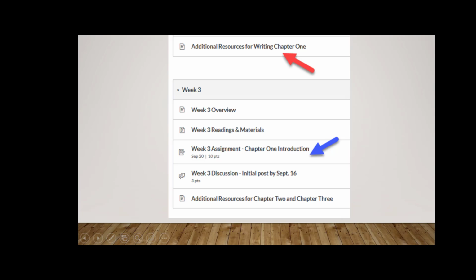As we take a look at what's in our week, do remember that in week 2 I put some information and resources for you for writing chapter 1. But this is a big week. You're going to start your writing as the researcher, writing chapter 1. The reading is chapter 5 and additional materials, and we have a discussion going on. And looking ahead, these are additional resources for writing chapters 2 and 3.